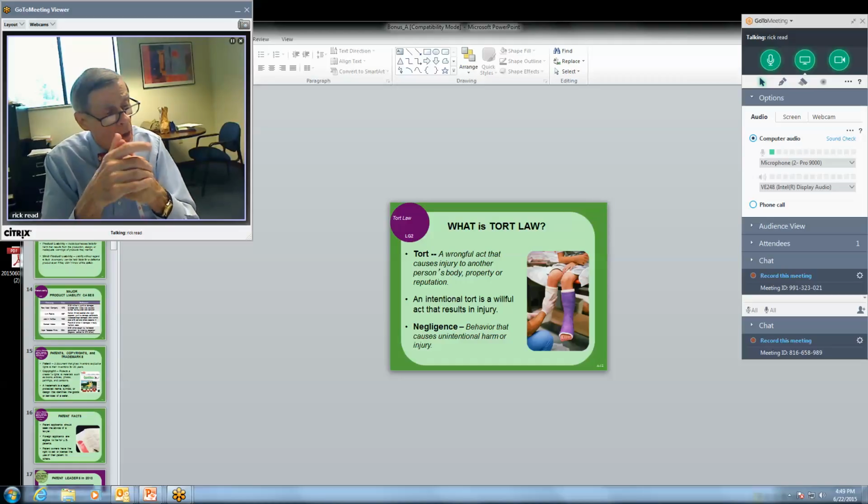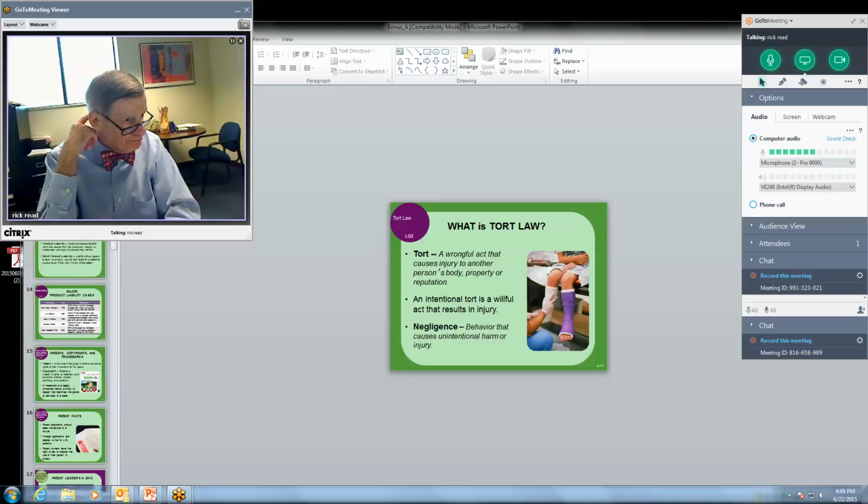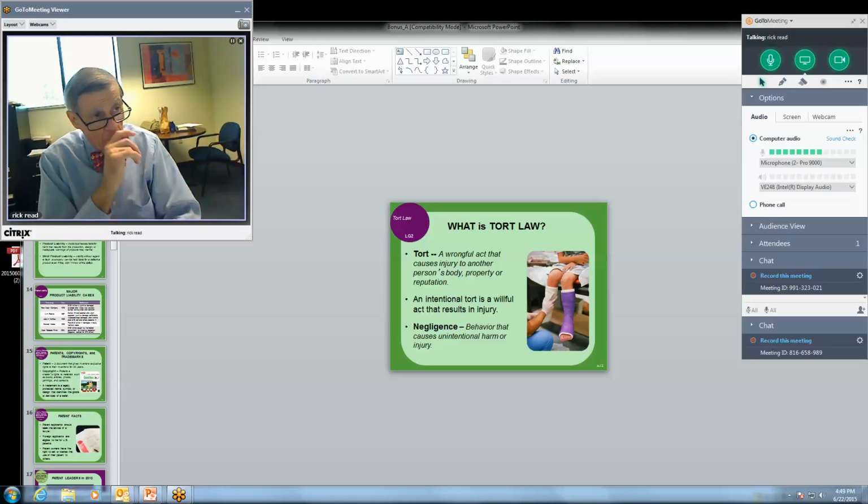Notice the next thing that we talk about, an intentional tort. That is when somebody actually intended to do the harm that he or she did. I'll give you the difference here. If someone commits aggravated robbery, what we know is that that person had planned the robbery and he or she carried it out, most often with some type of a weapon.